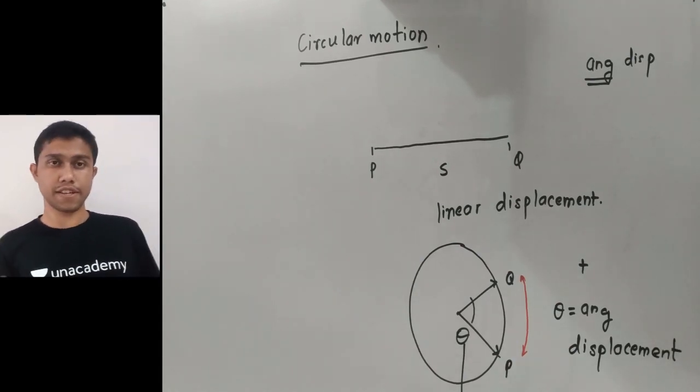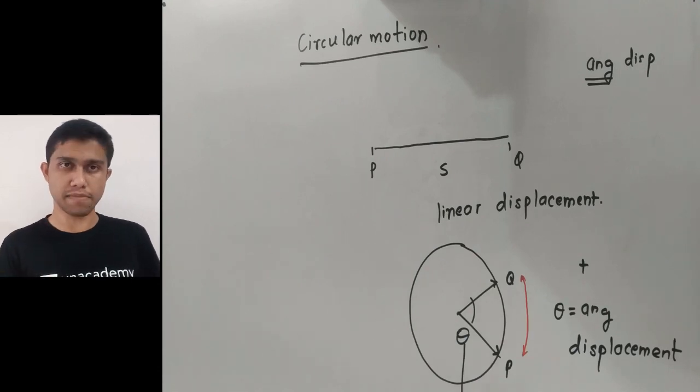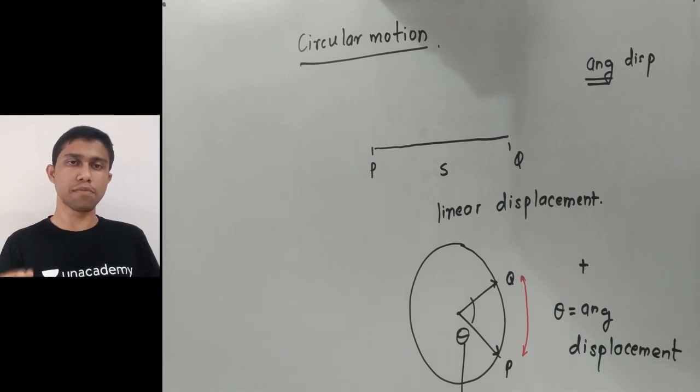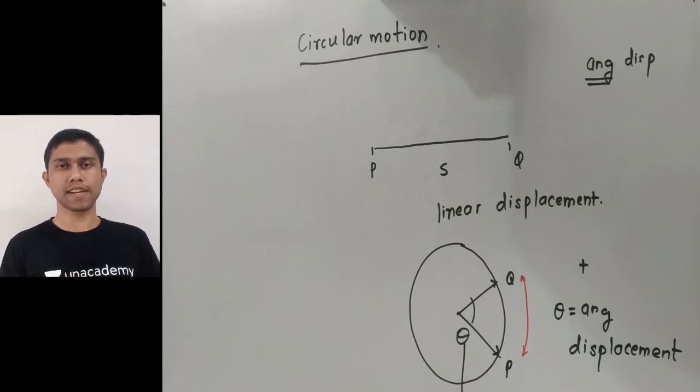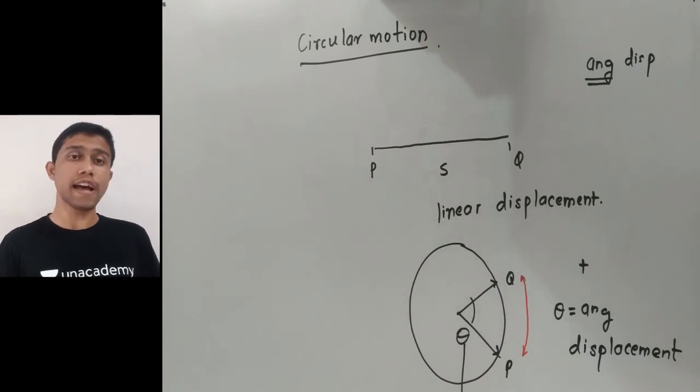So I think you have got what is the difference between the linear displacement and angular displacement. Linear displacement is a straight line. It is measured in meters, kilometers or any other unit. But the angular displacement is different from the linear displacement and it is measured in steradians, radians or degrees. Okay, so I hope you have understood the difference between the linear displacement and angular displacement. Now moving on to the next point. What is angular velocity?